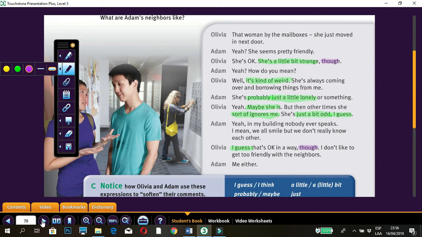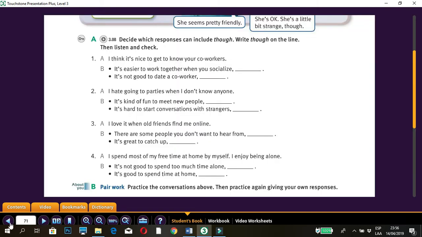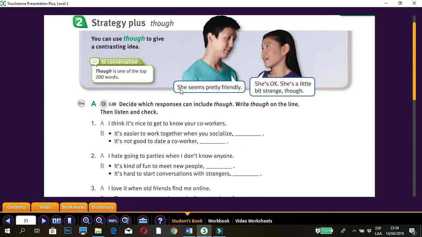So for example here, look at this example. It says, she seems pretty friendly. She's okay. She's a little bit strange though. So though is used to give a contrasting idea, the opposite idea. For example, here he says that the neighbor seems pretty friendly. But then she says, yeah, she's okay. I mean, she's not that friendly, but she's not that bad. But she's a little bit strange. He says she's friendly, and she says she's a little bit strange. So though is used to give an opposite idea.